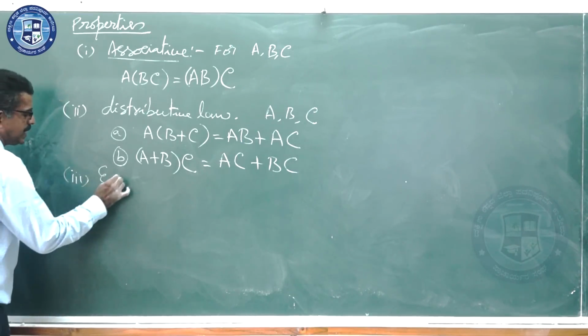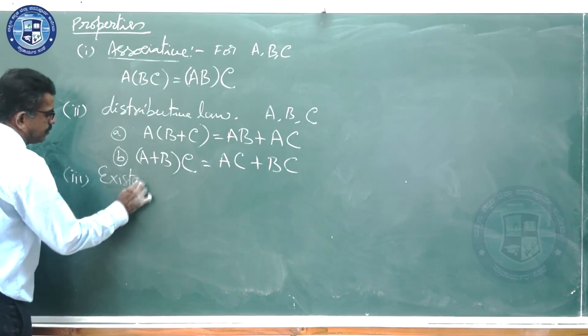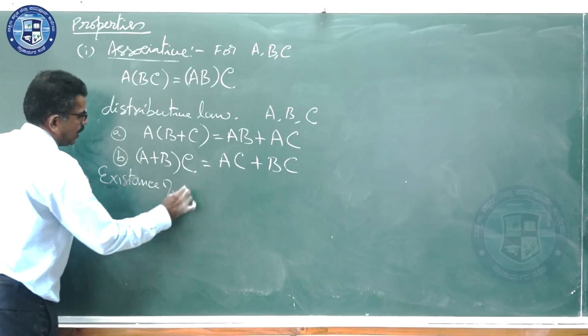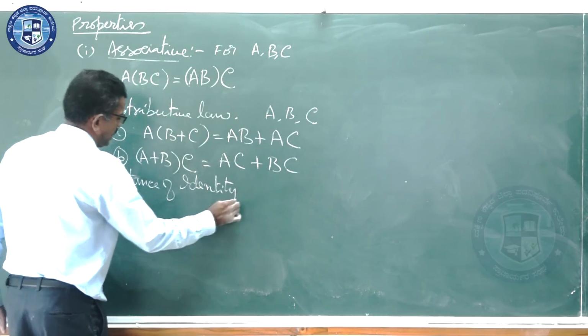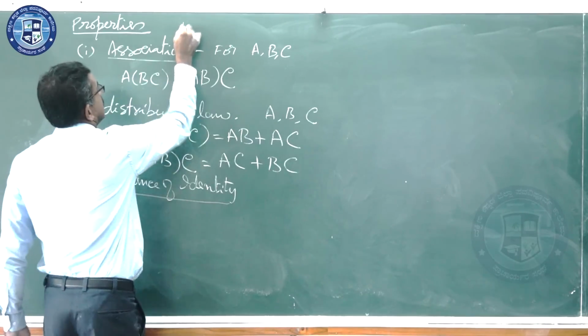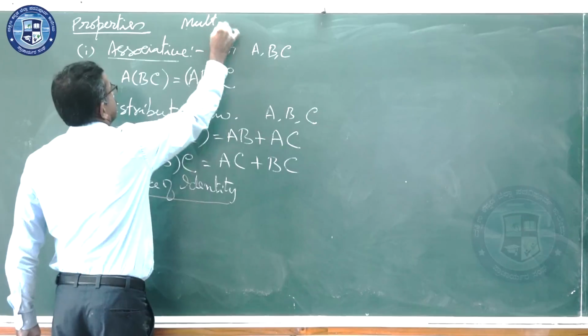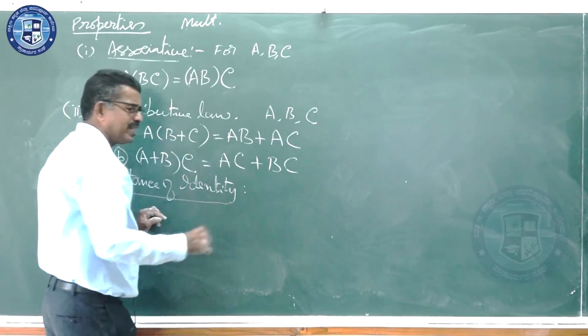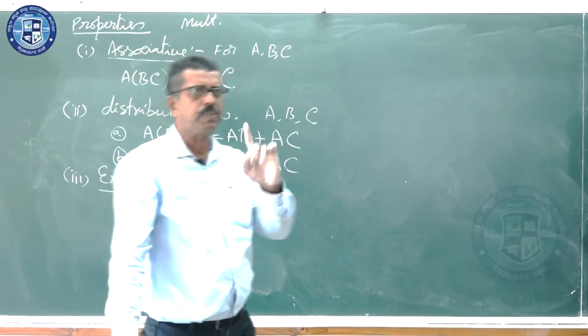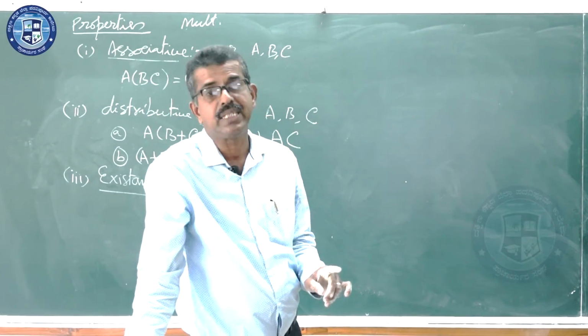It is existence of identity under multiplication. So what do we mean by identity? We have already discussed identity of a matrix when we discussed types of matrices.